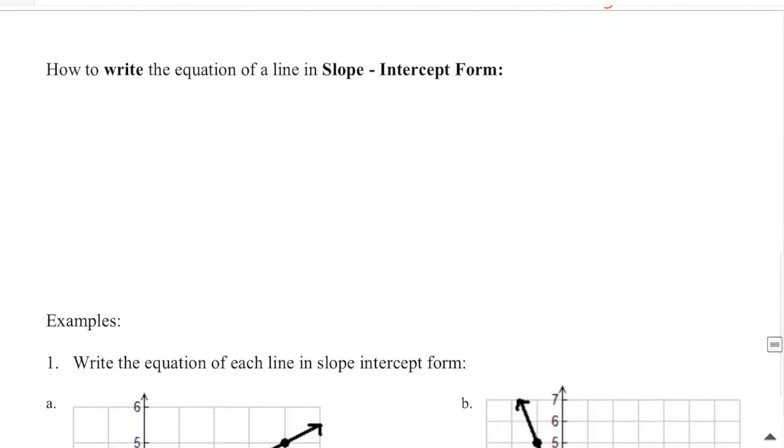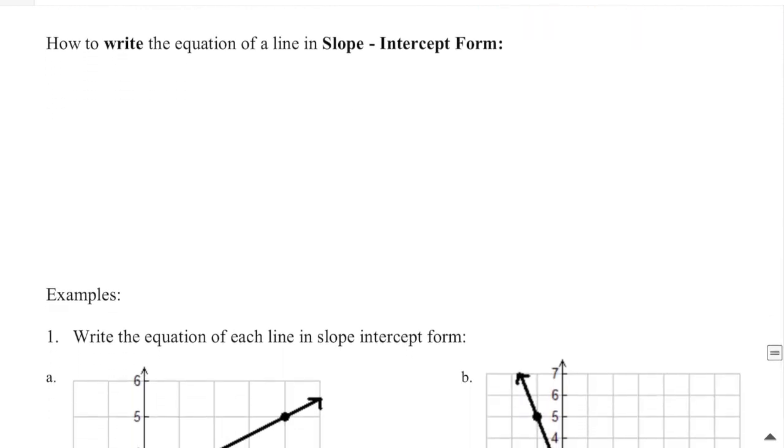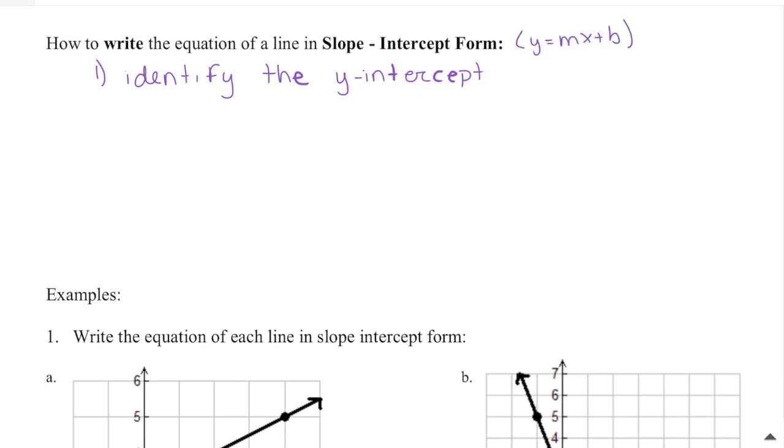Next, we're going to talk about how to write the equation in slope-intercept form. First thing you want to do is identify the y-intercept. Remember, the y-intercept is the point 0, comma b, and it's where the line crosses the y-axis.